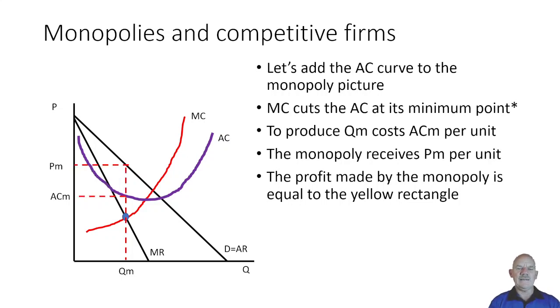So it sells QM. If you go vertical from QM up to the average cost curve, you see what the average cost per unit of QM is. It's ACM. You just go horizontally to the price axis. We have the price that they receive, so the difference is the profits. So can you see that we use the average revenue curve, which is the demand curve, to find what they receive, revenue, and then we use the average cost curve to see what it costs, and the difference is the profit.